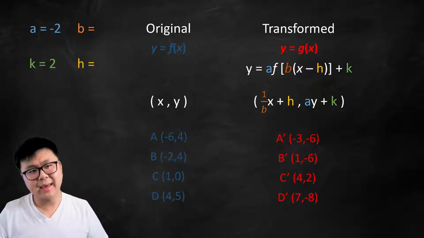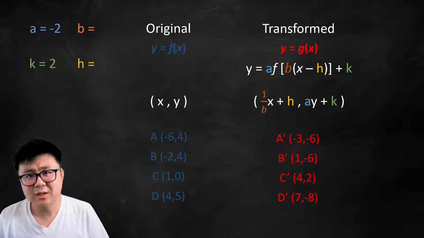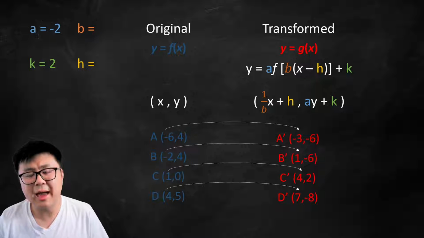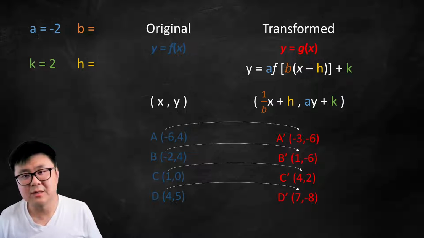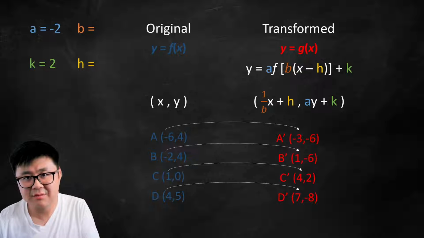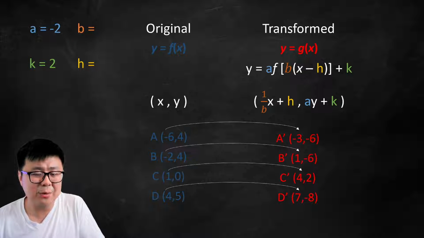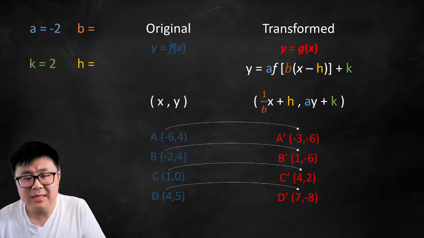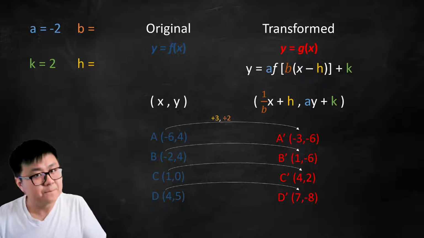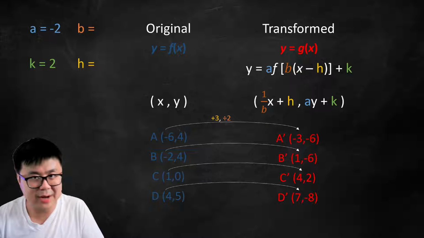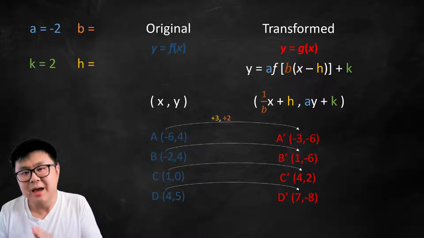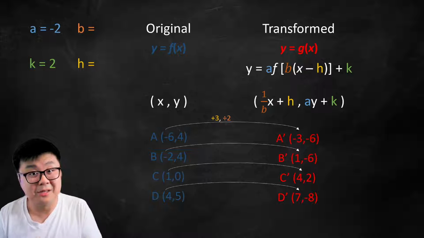To figure out what h or b is, let's actually take a look at the patterns here. Let's go from every single x coordinate to their corresponding coordinates on the transformed graph. For point A to A prime, we have -6 to -3, and the only ways you can go from -6 to -3 is to either add 3 or divide by 2. Now, I know you might be thinking, what if I could maybe divide first and then add or subtract? Yes, but for this question, it won't happen. I'll show you later on how to deal with those ones.